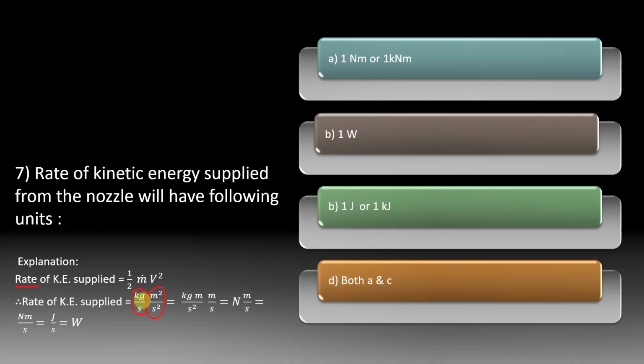Now we can split this term. So kg meter square can be written as kg meter meter. That is nothing but the numerator. In the denominator we'll have second square and second. So this kg meter per second square, as we know, is nothing but the definition of Newton. Then this meter per second as it is, that also we have written. So it is Newton meter per second, and we know that Newton meter is nothing but joule. So it is joule per second, and that is nothing but what? It is watt. So watt is the unit of this particular rate of kinetic energy. So this word rate is important in this case. So therefore the answer is 1 watt.